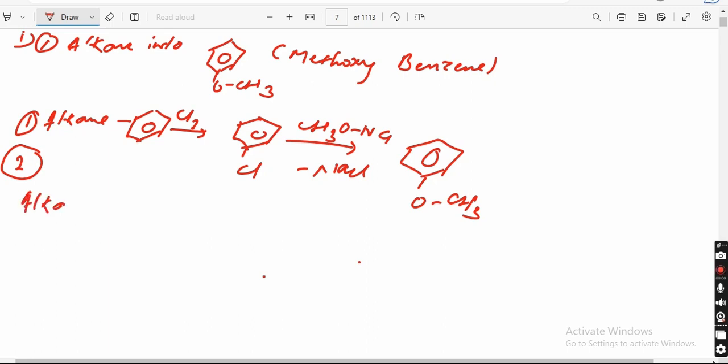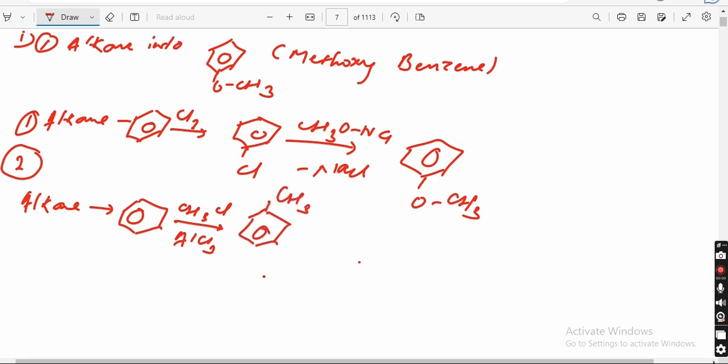Then the next is how to convert alkane into aldehyde, right? So first of all, take alkane and convert it into benzene. Then we'll do Friedel-Crafts reaction, CH3Cl with AlCl3, to form this one, toluene, right? After making this, there are two ways we can do oxidation. We can do oxidation of this one in the presence of MnO2 plus H2SO4 to form benzaldehyde, or you can convert to alcohol from here and then do oxidation to form the benzaldehyde.